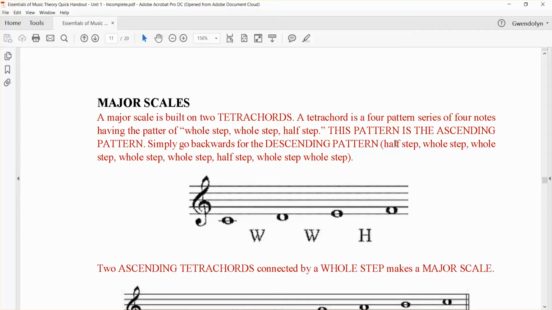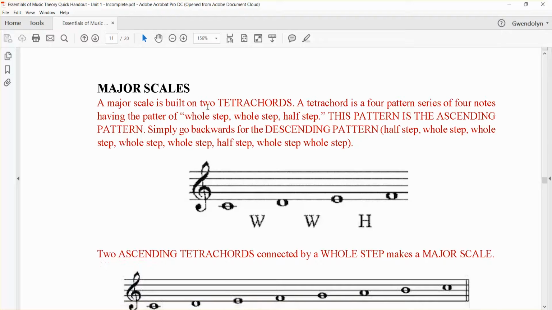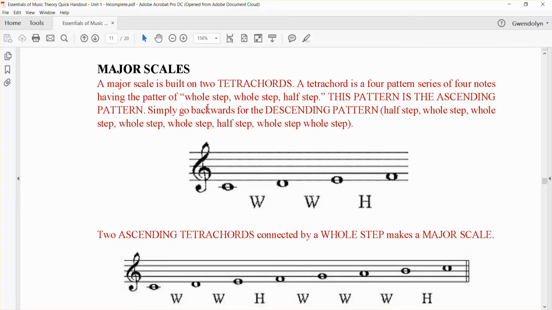But I want to spend the time and do a video explanation of major scales, tetrachords, as well as the key signatures and the circle of fifths. So if you've downloaded the quick handout, you can follow along with me. So we're going to first talk about major scales, and we're going to talk about how they are derived.